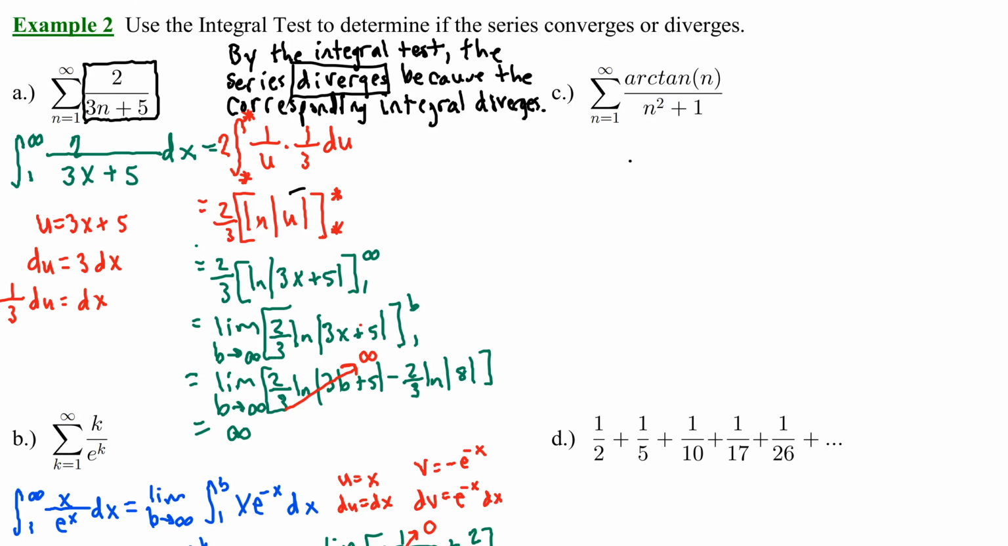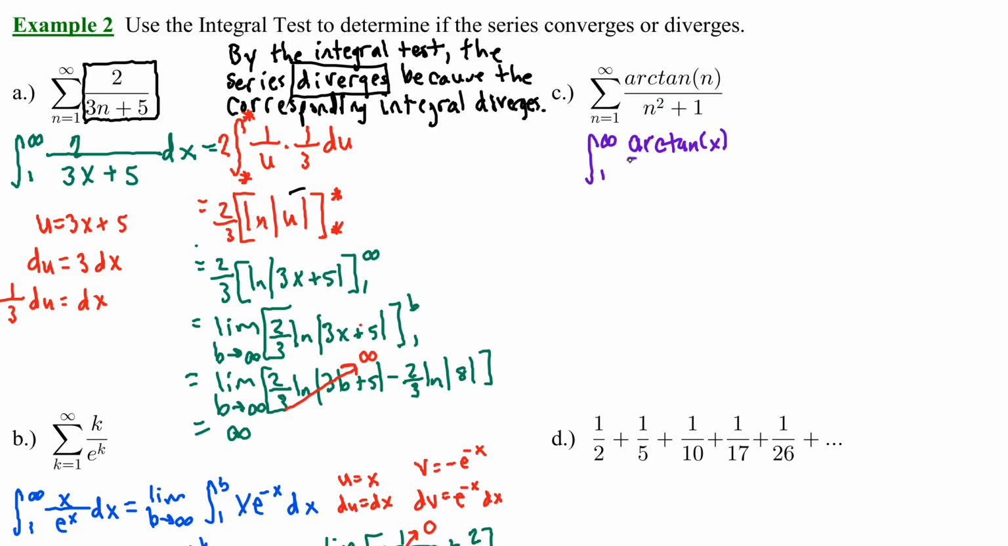It's kind of nice to be integrating again, so let's try example C. We're going to go from series to integral. We'll rewrite this as the integral from 1 to infinity of arctangent of x divided by x squared plus 1 dx. Now this is an improper integral, so let's make it proper with our limit operator. Limit b approaching infinity of the integral from 1 to b of arctangent of x divided by x squared plus 1 dx. Now it looks like we're going to need a u substitution for this one.